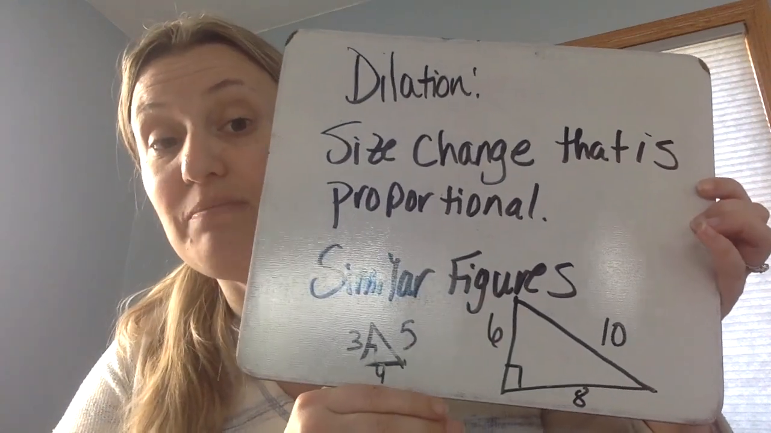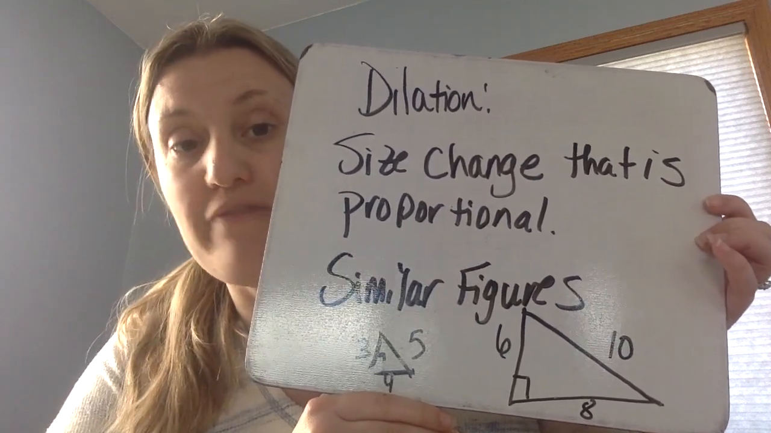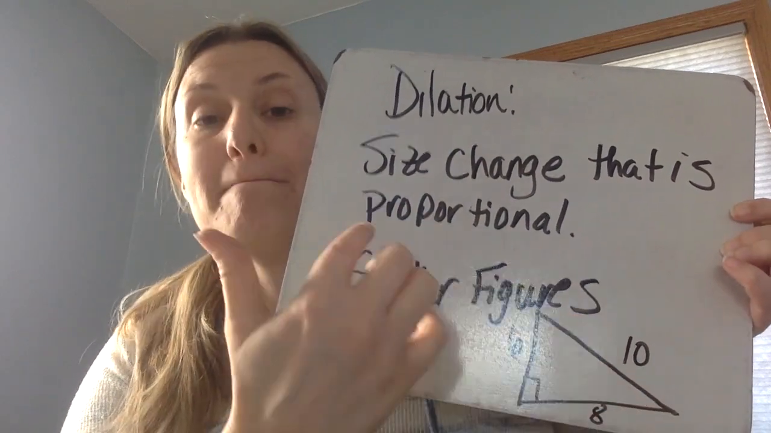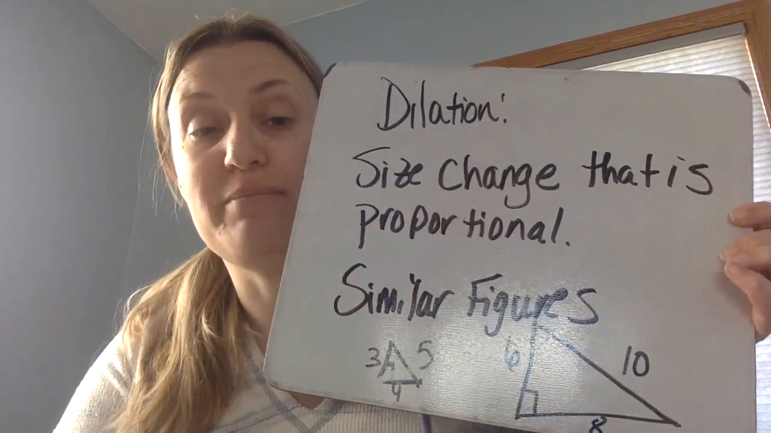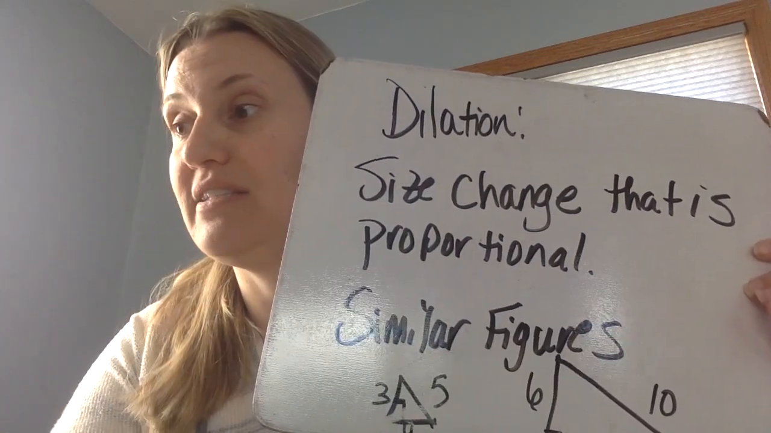This would be a dilation because it is not congruent. It's not a translation, rotation, or reflection because these triangles are not congruent. They're different sizes, but they are proportional. They are similar figures. So this is what we call a dilation, and we'll get more into that as this unit progresses. Okay, so that's what I have for you for vocab now.